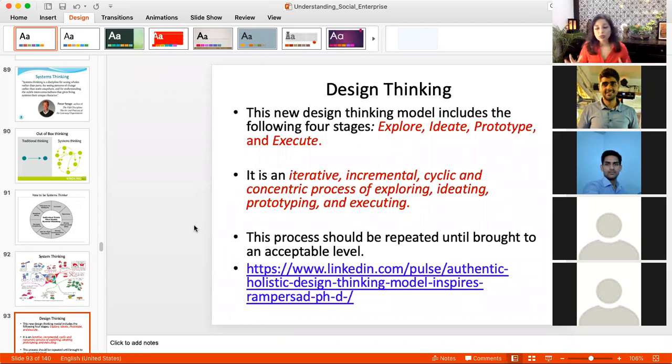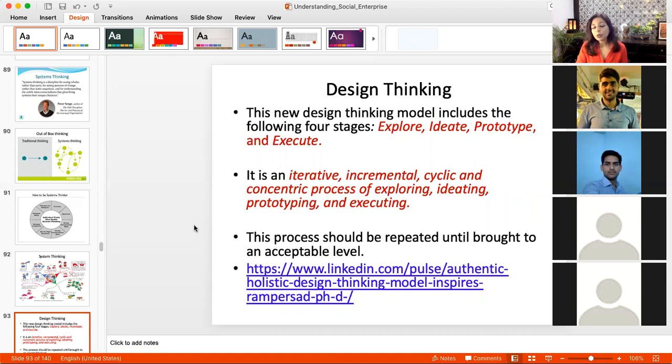Now, within the systems thinking itself, another way of thinking is talked about, and again, it has become very, very popular of late in about the last 2 decades, and that is design thinking. And design thinking itself can be offered as a full course, but I'm just going to run through quickly what design thinking is.